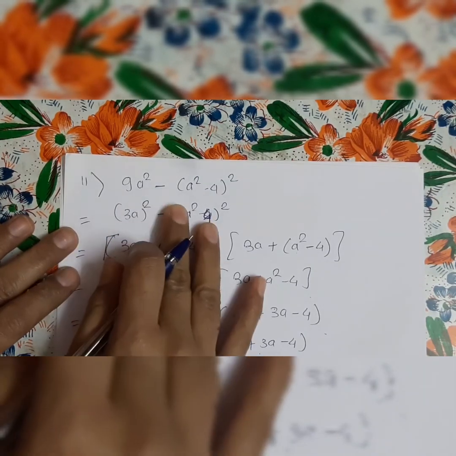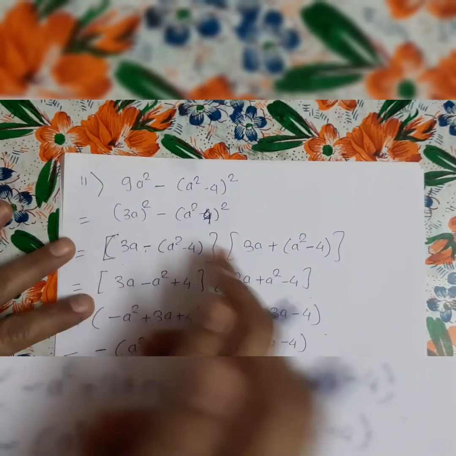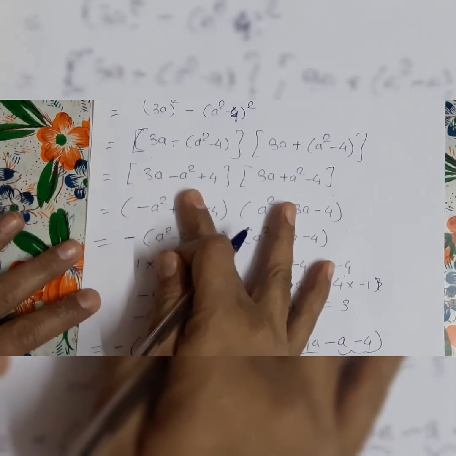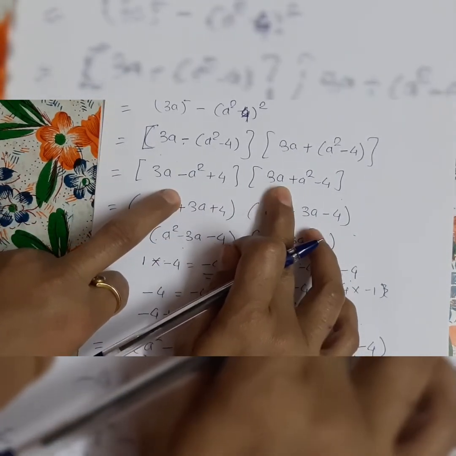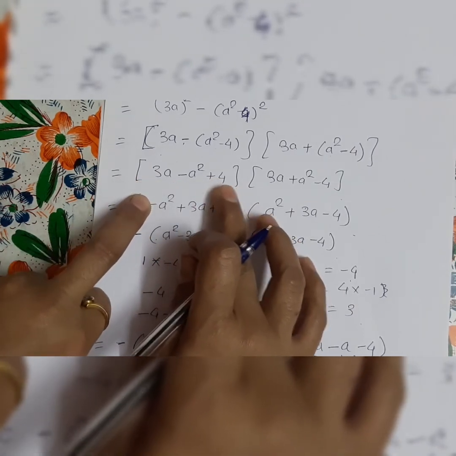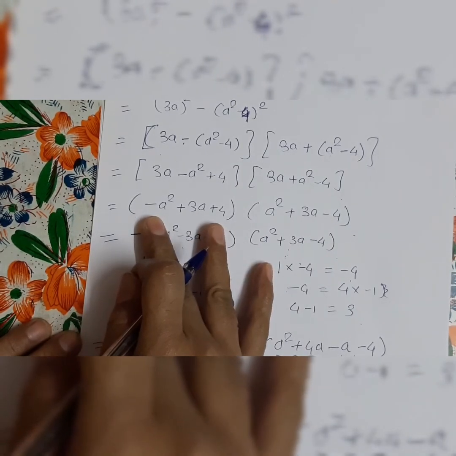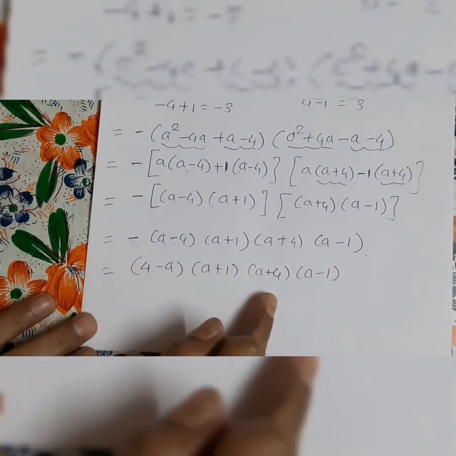A little bit lengthy example it is, because first you have to use the formula of the difference of squares, and then you have to solve these two trinomials by taking the factors of the a into c term, or by splitting the middle term, you can say. Then we'll get the factors like this.